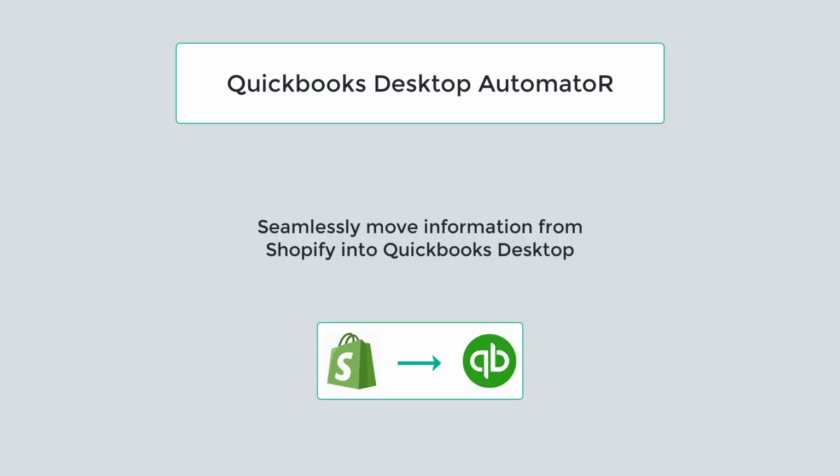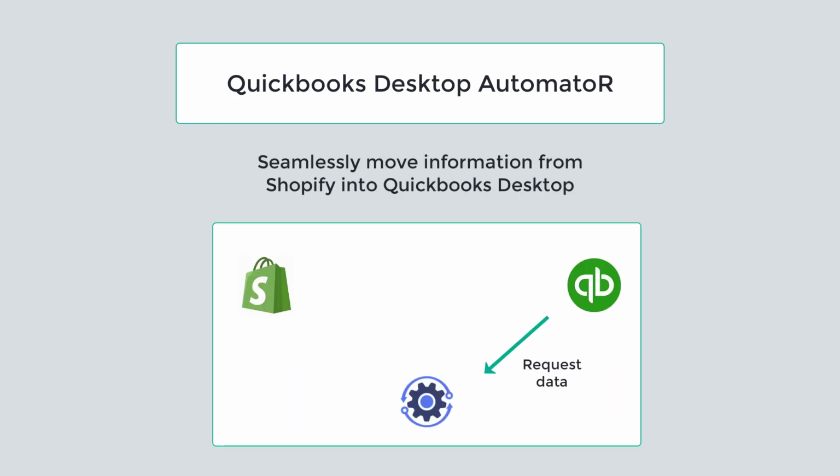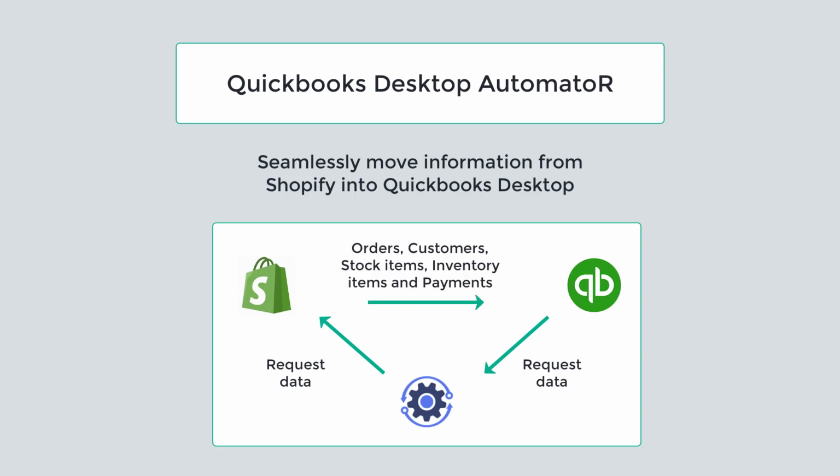Welcome to QuickBooks Desktop Automator. In this tutorial, I'll walk you through the basics of using Automator to seamlessly move information from Shopify into QuickBooks Desktop. We will see how QuickBooks Web Connector can request data from Automator periodically. Automator will then get orders, customers, stock items, inventory items and payments and automatically insert it into QuickBooks Desktop. No more need to retype or copy and paste.